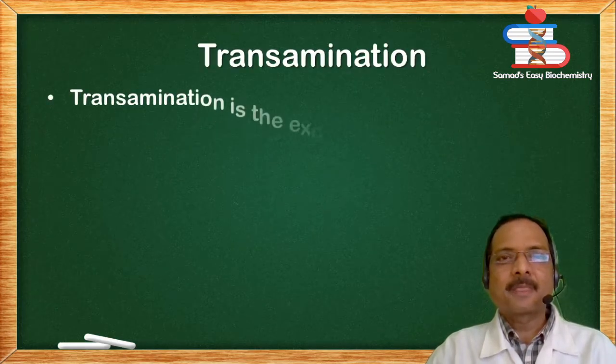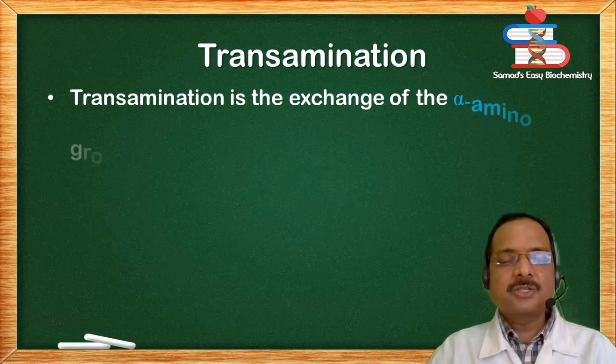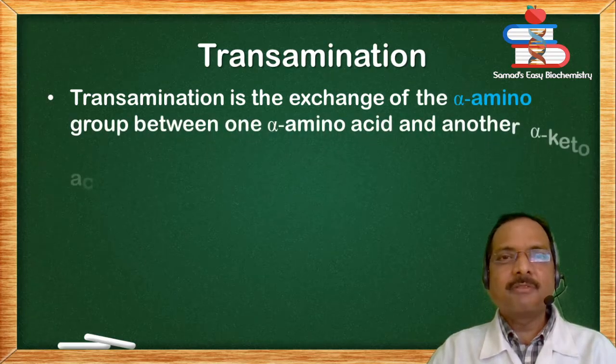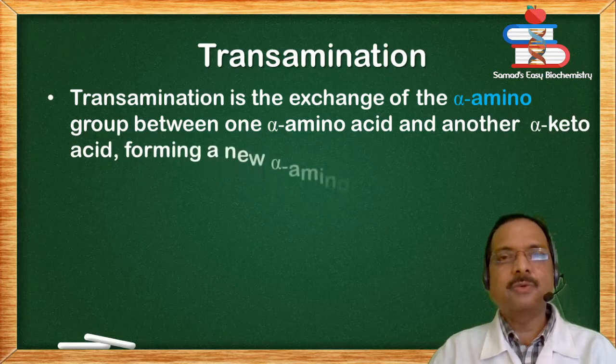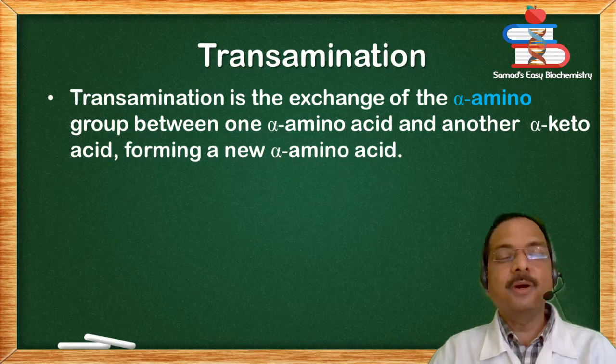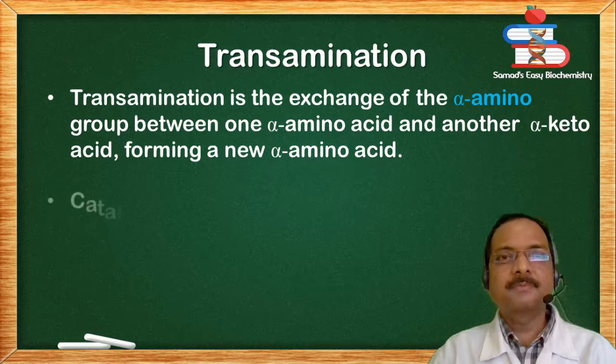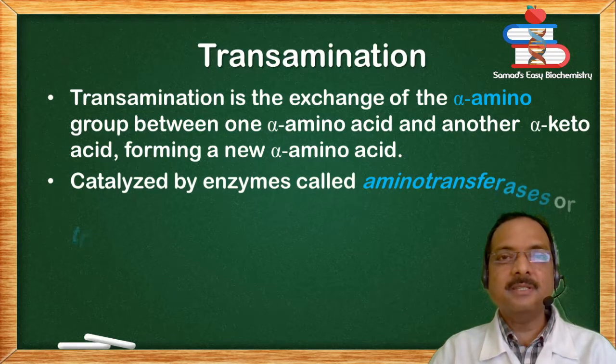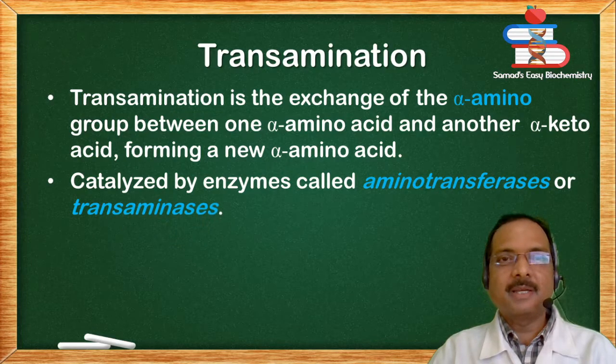Transamination. Transamination is the exchange of the alpha amino group between one alpha amino acid and another alpha keto acid, forming a new alpha amino acid, catalyzed by enzymes called aminotransferases or transaminases.